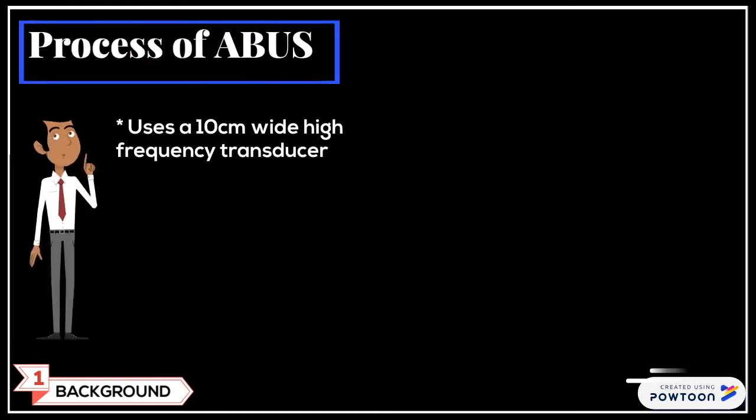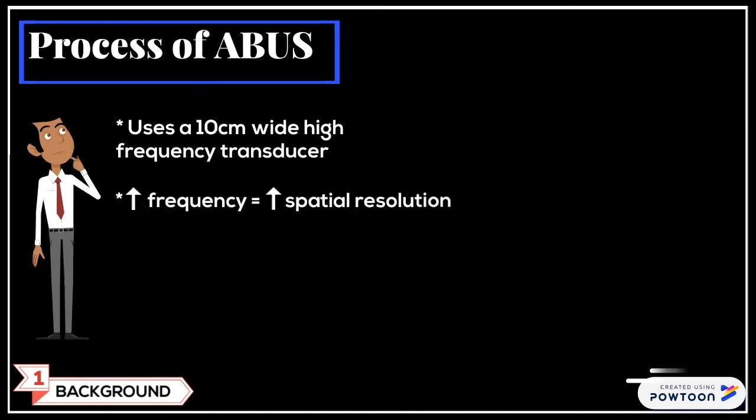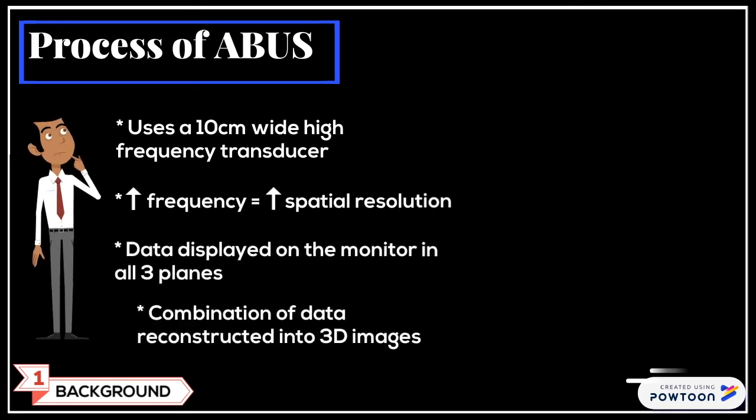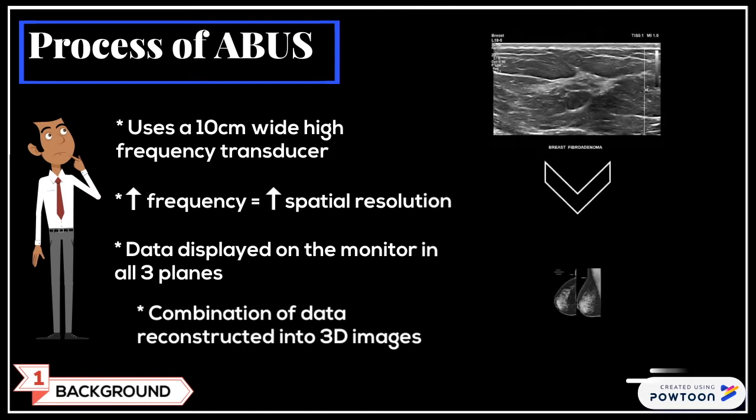How does this machine work? ABUS is one-of-a-kind ultrasound system that uses a 10 cm wide high-frequency transducer. The high frequency gives better spatial resolution. The raw data acquired by the transducer is displayed on the monitor in all three planes. Combined data is used to construct a 3D representation of the anatomy.